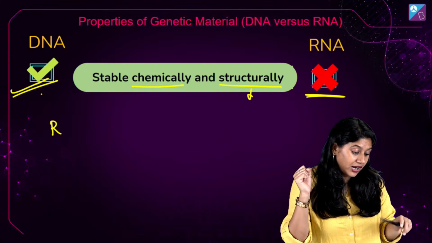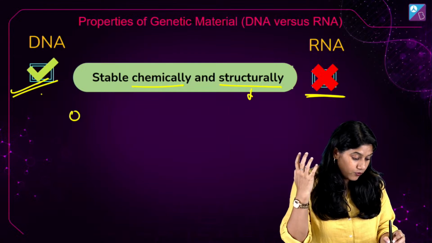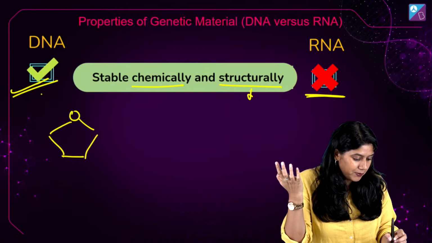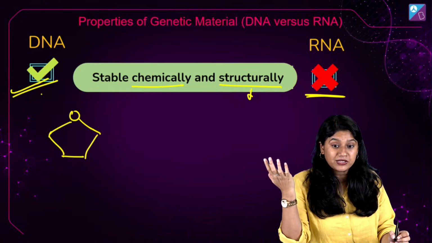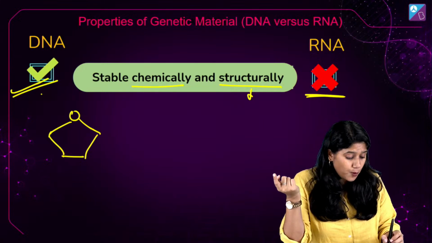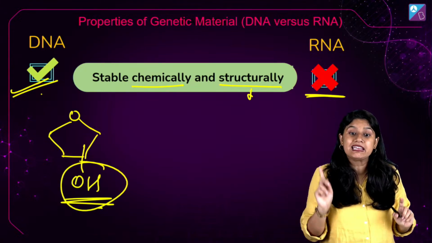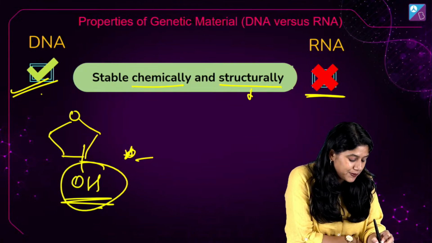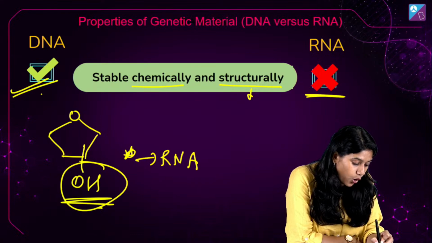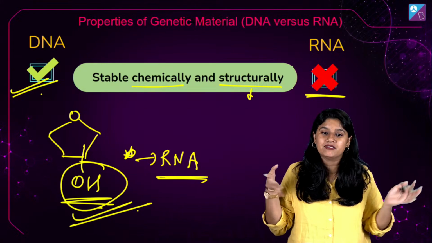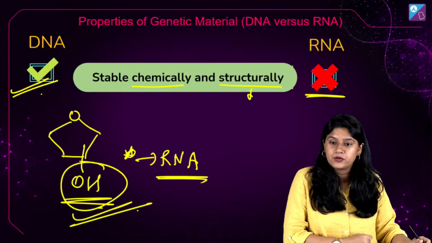We know that we have the ribose sugar. We made the structure of it. We remember there's a presence of the OH group. Absolutely correct. Now this OH group is not present in the DNA, but only in the RNA, and because of this OH group, it's very active. It is always ready to form a reaction, right?